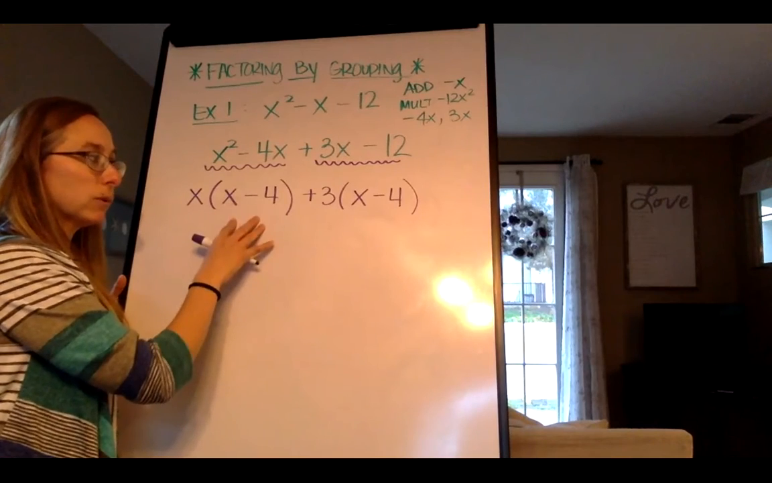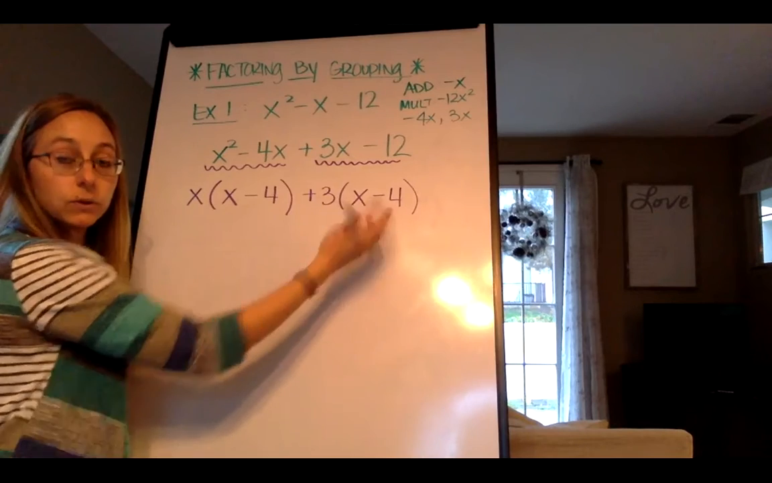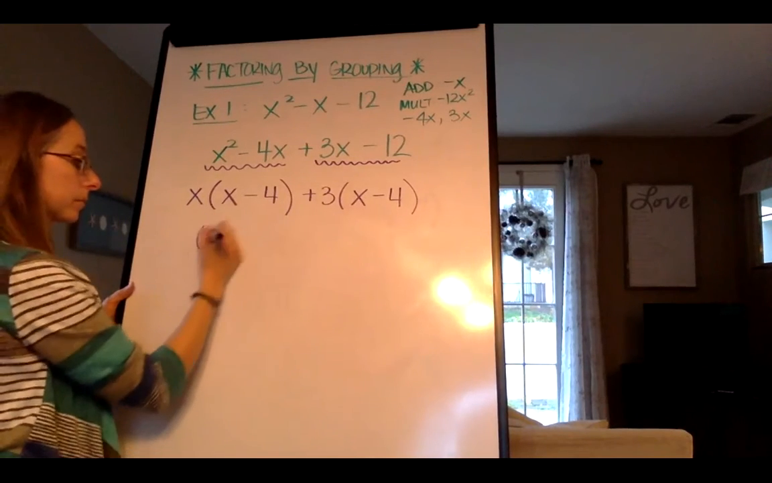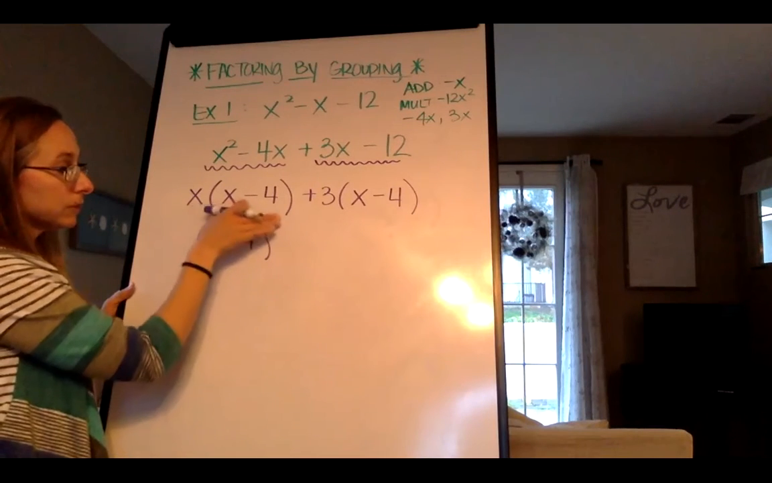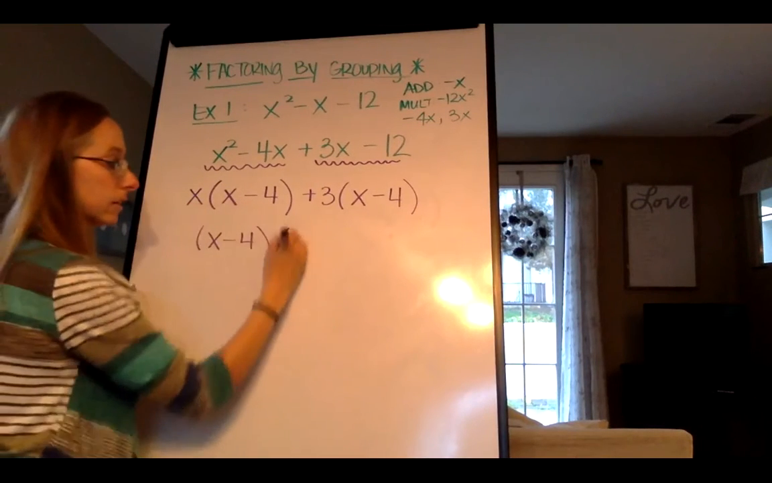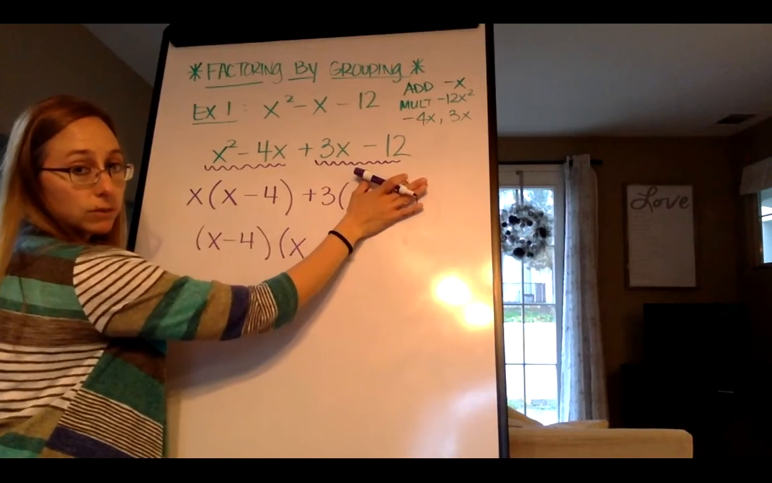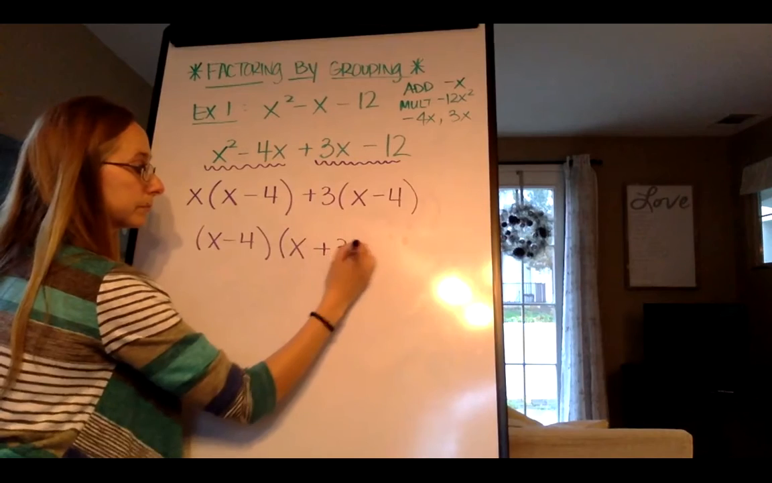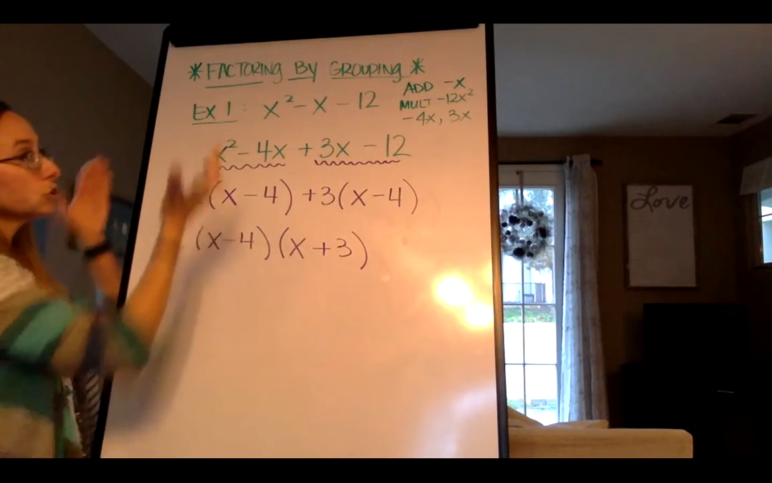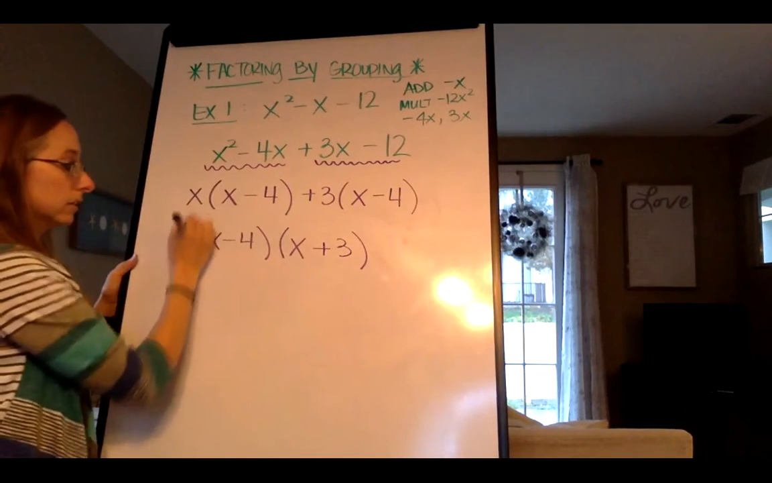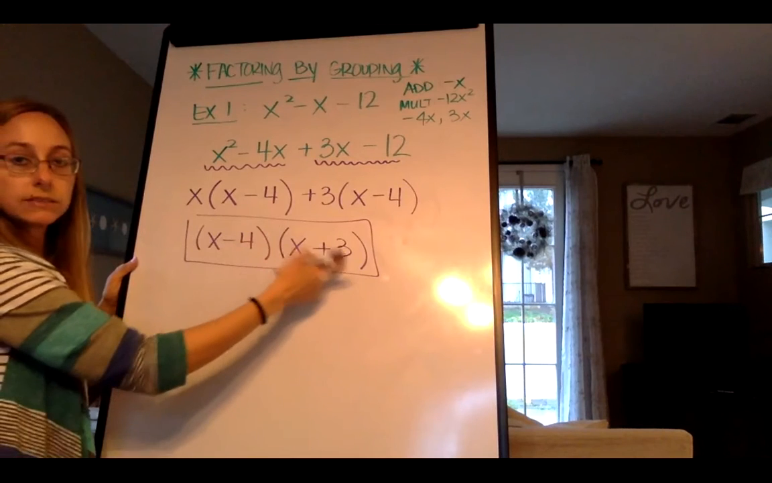Okay, now looking at the whole thing as a whole: x times x minus 4 plus 3 times x minus 4. They both have in common that x minus 4. Factor that out. Factoring out x minus 4 from the first term, we're left over with x. Factoring out x minus 4 from the second term, you're left over with 3. Voila! And now you have your trinomial factored. So we have x minus 4 times x plus 3.